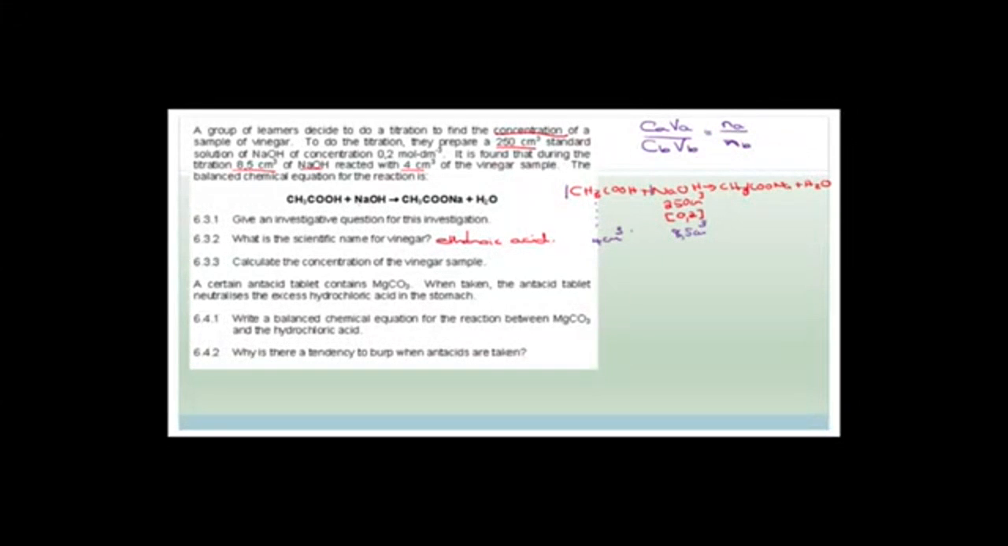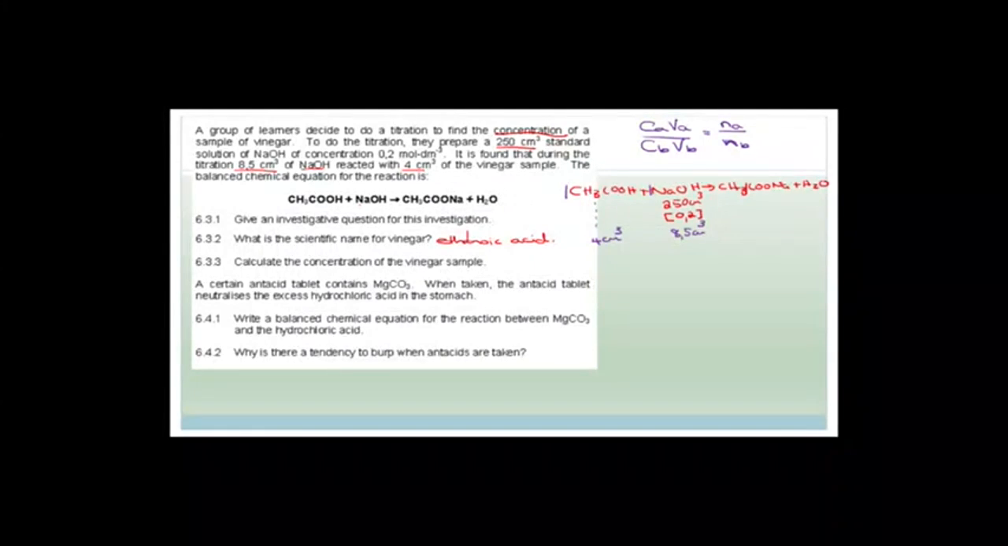Now, normally I would say to you that we need to change these volumes to decimeters cubed. But in this case, we don't need to do that. The simple reason is that it's going to be a ratio. We're going to be dividing volume by volume, so the units are going to cancel. Okay, so let us substitute in and solve for what they want.